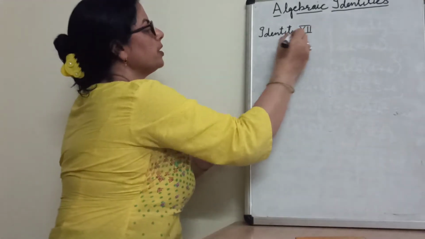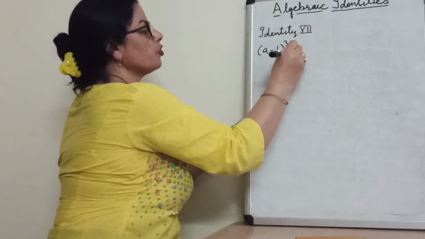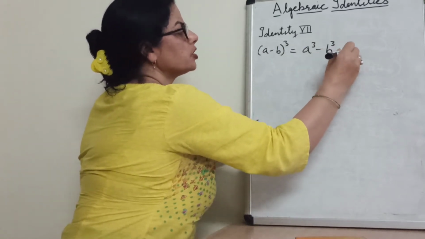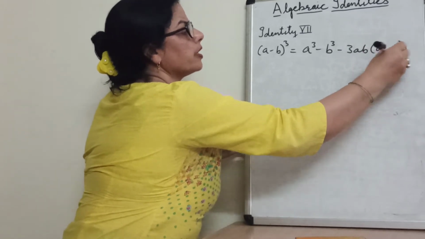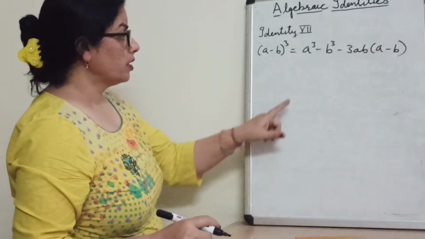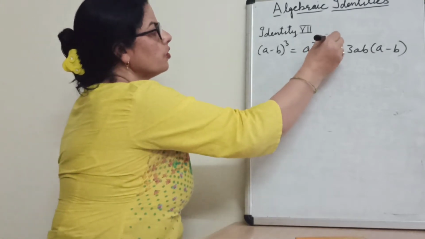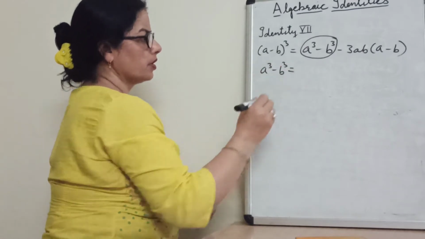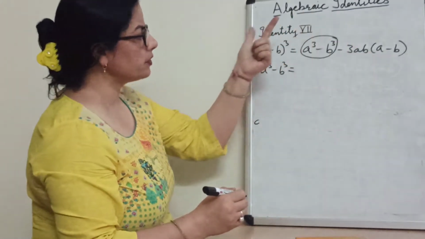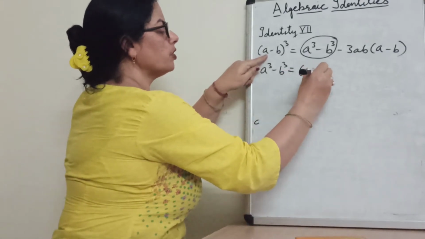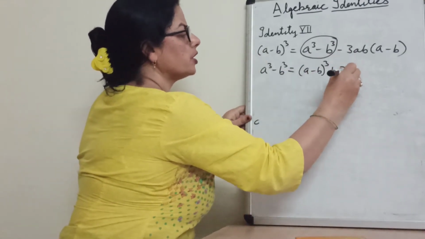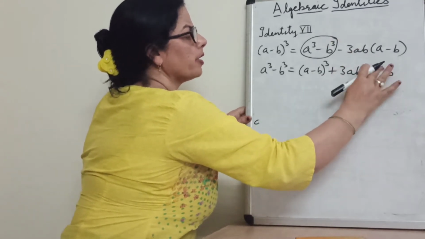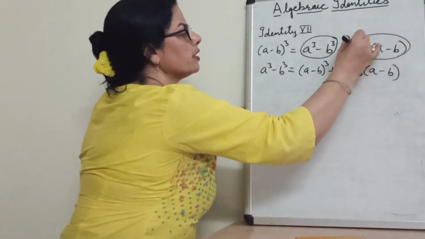Seventh identity also we did yesterday, that is (a - b)^3. See what is (a - b)^3? (a - b)^3 is equal to a^3 - b^3 - 3ab(a - b). This we have done. Now here I want to find the value of a^3 - b^3. See what will be the value of this one. For this, we have to shift that term to the other side: (a - b)^3 plus 3ab(a - b).